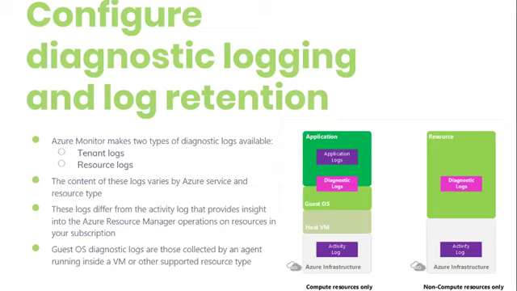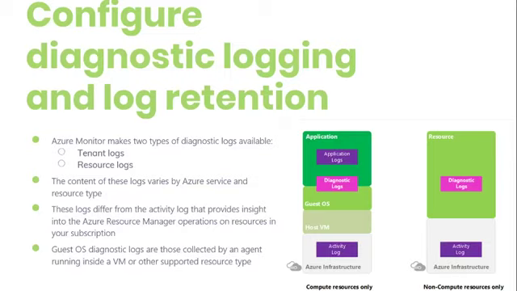The first one is tenant logs. This log comes from tenant-level services that exist outside an Azure subscription, such as Azure Active Directory logs. The second is resource logs. This log comes from Azure services that deploy resources within an Azure subscription, such as network security groups or storage accounts. The content of this log varies by Azure service and resource type. For example, network security group rule counters and Azure Key Vault audits are two types of diagnostic log.